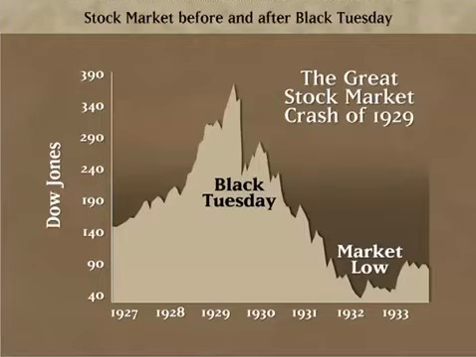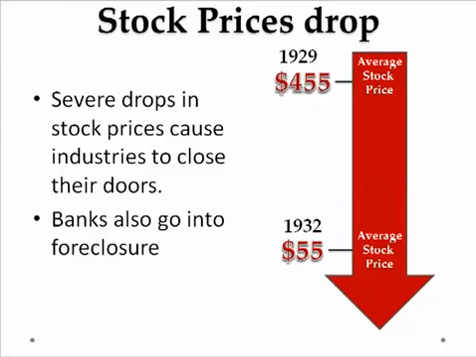So what we see here is Black Tuesday in 1929, and everything's going to drop, and it's going to drop even further. By 1932, it's going to be the worst part of the Great Depression period, from 1929 to 1932. Let's look at how far these stock prices are going to drop. In 1929, before Black Tuesday, the average stock price, where you took all the stock prices added up and divided by the number, was $455. By 1932, it was only $55.